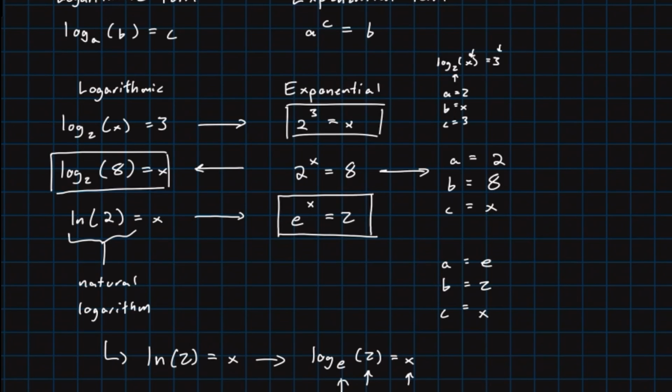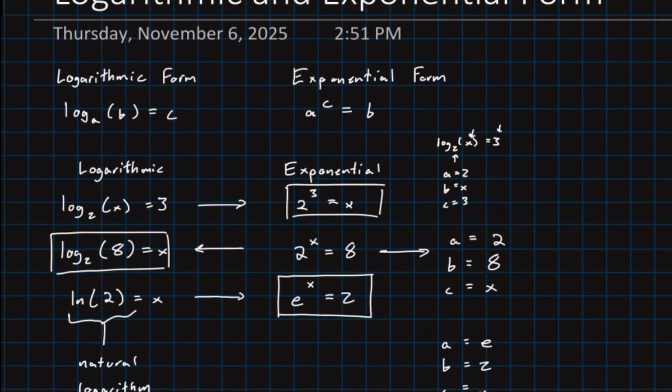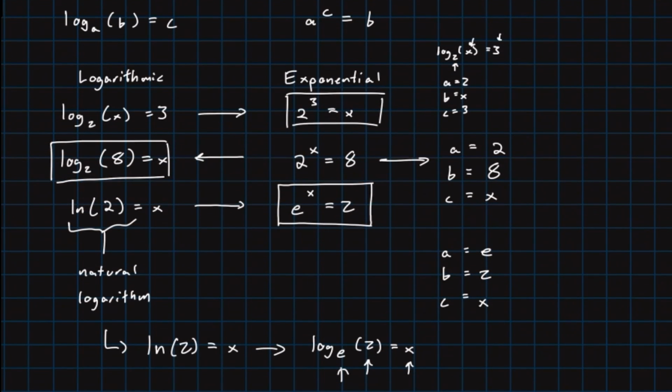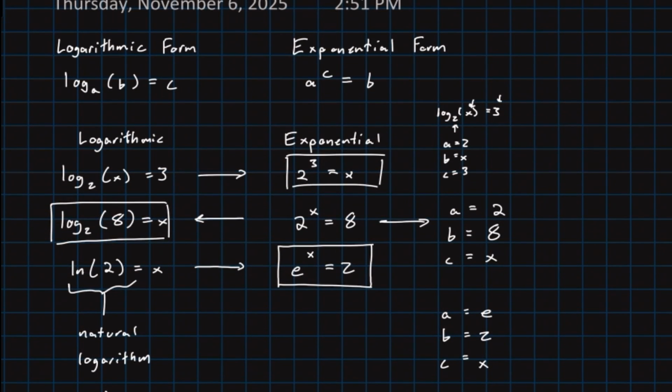So this was just a quick explanation to show you how to convert between the two different forms, the logarithmic form and exponential form. You'll have to do this a lot at the beginning, and eventually you'll get into doing a lot of logarithm rules, which I will work on getting a video posted for as well. So I hope this is a helpful quick explanation.